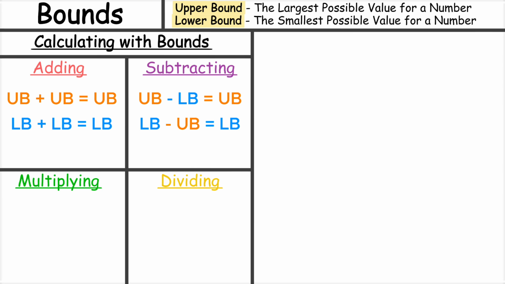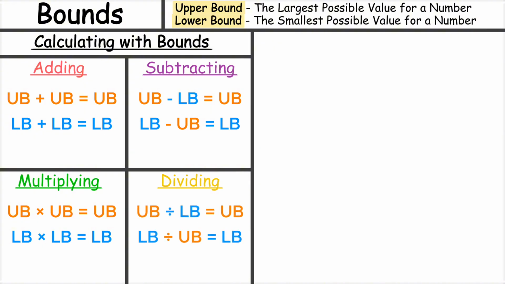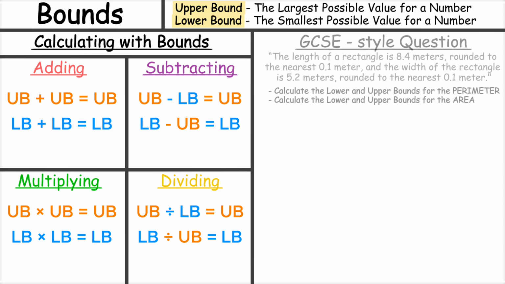For multiplication, it's very similar to addition. Two upper bounds multiplied together make the upper bound, and two lower bounds multiplied together make the lower bound. Division is often the hardest one to remember, but it follows a similar pattern to subtraction. The upper bound divided by the lower bound makes the upper bound, and the lower bound divided by the upper bound makes the lower bound. This is because when you divide the smallest possible value of one number by the biggest possible value of the other number, you get the lowest possible result.